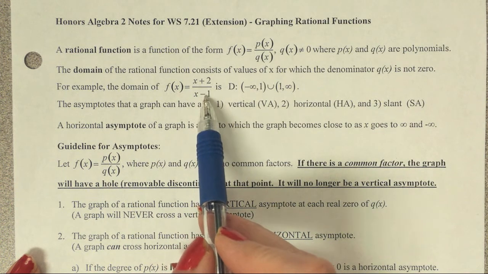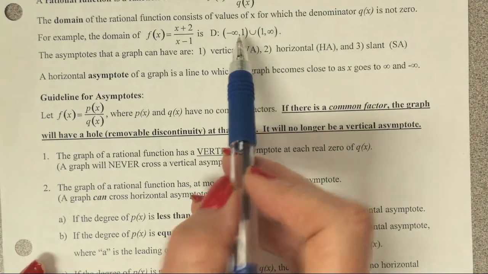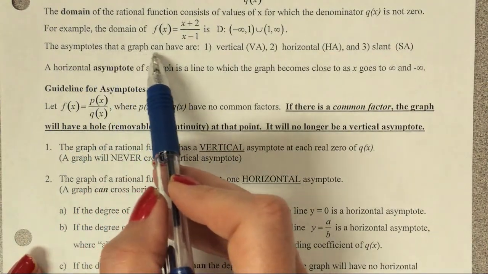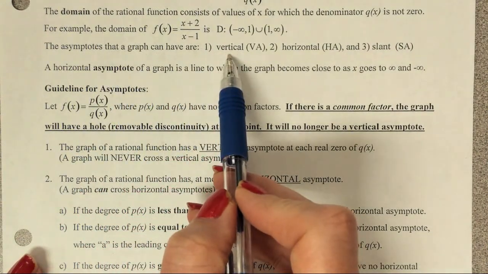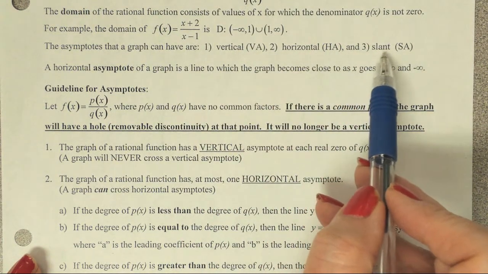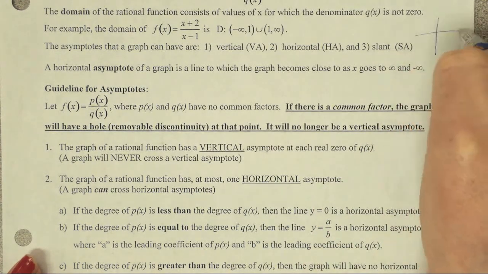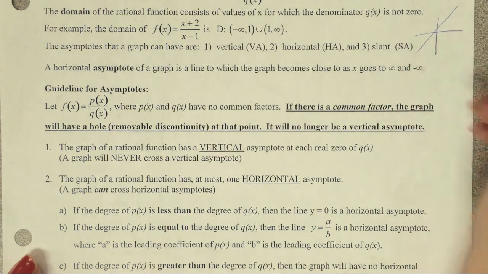So 1 does make it 0. So 1 is not going to be in our domain. That's stuff we've already done. The asymptotes that a graph can have are vertical, which we've talked about, horizontal, which we've talked about. This is a new type, slant asymptotes. A slant asymptote is going to look like this, exactly what you would think, a slanted line.